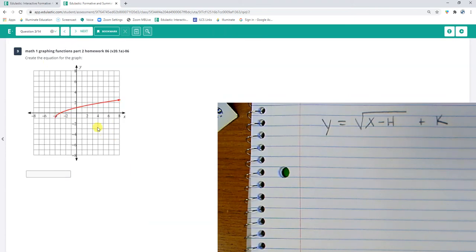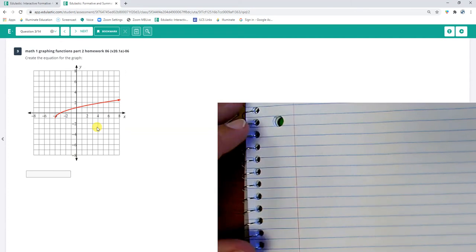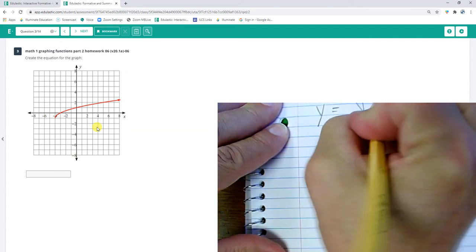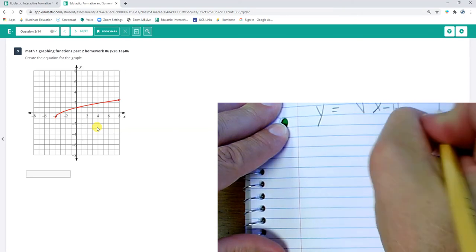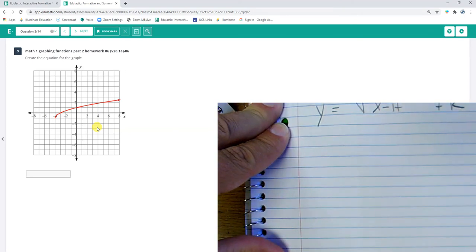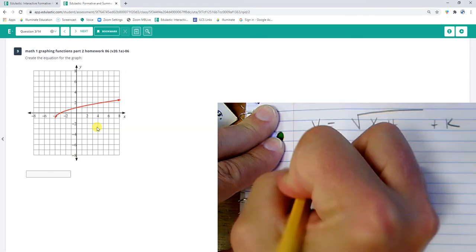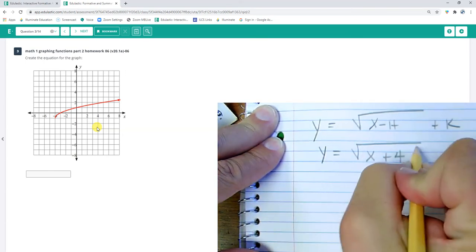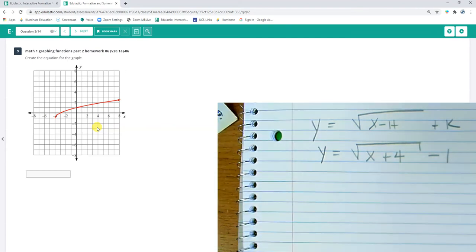All right, this is a half U. I know that half U's are formed with square roots. So this is a square root, x minus h plus k. How am I moving this? It looks like I'm moving it over 4 and down 1. So y equals the square root of x plus 4. There's my over 4 down 1.